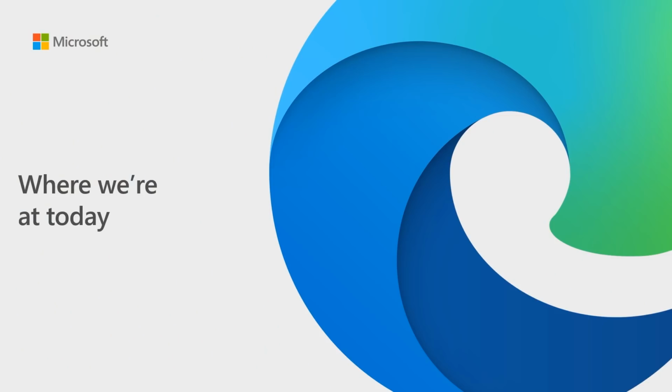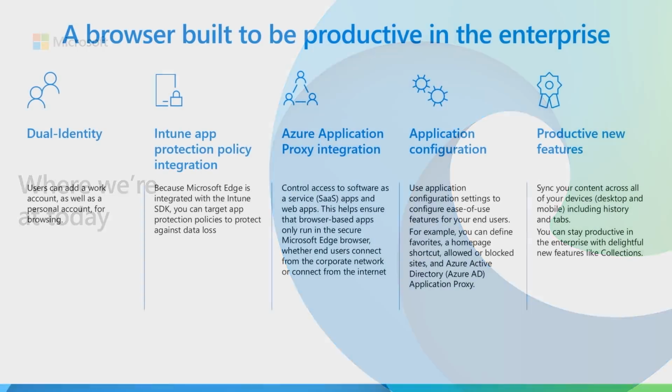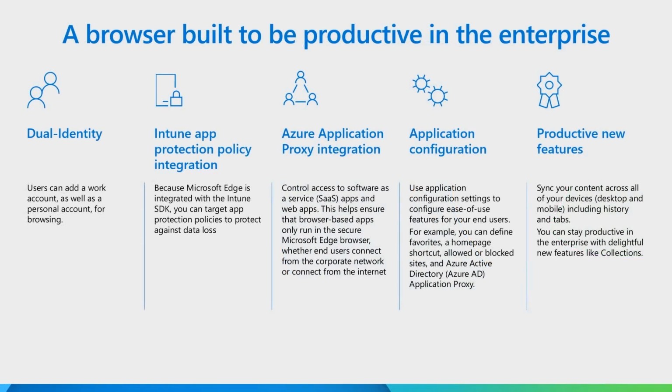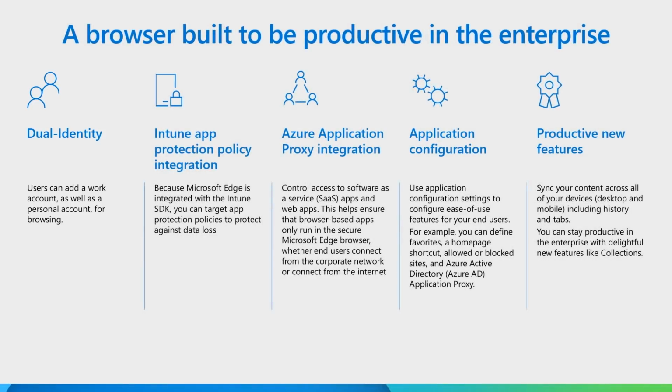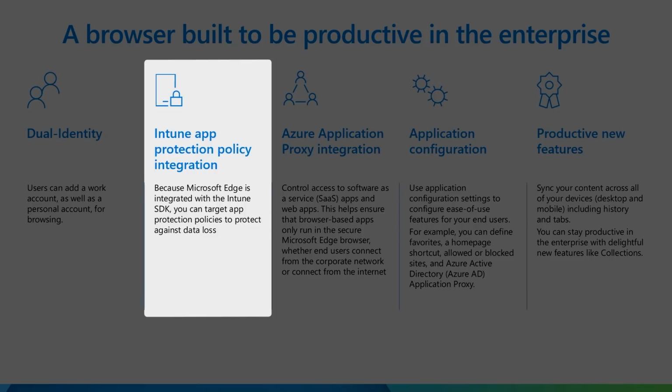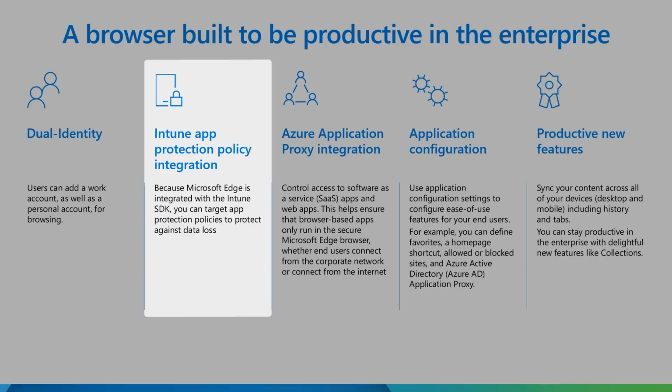Okay, so where we're at today. Microsoft Edge is a browser built to be productive in the enterprise with a rich set of features. I'm going to talk about some of them here, and then after this, I'm going to demo a couple. So starting with dual identity. Not only can users have a personal account, they can also add a work account. With Intune app protection policy integration, because Microsoft Edge is integrated with the Intune SDK, you can target app protection policies to protect against data loss.